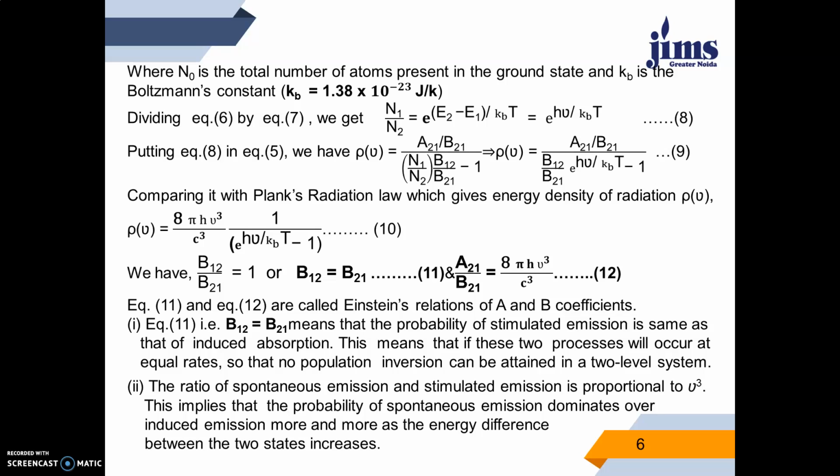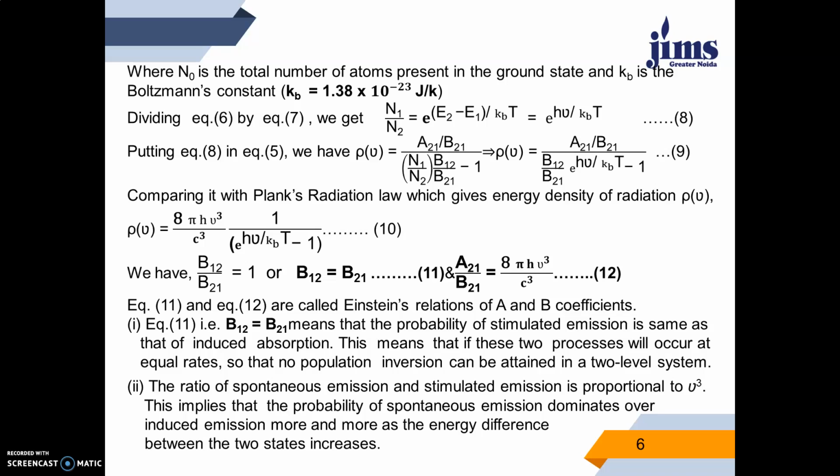Putting the value from equation 8 in equation number 5, we have the energy density of radiation, rho nu, equal to A21 over B21 divided by N1 over N2 times B12 over B21 minus 1, just replacing N1 over N2 by equation number 8. So rho nu is A21 over B21 divided by B12 over B21 times e to the power h nu over kBT minus 1. This is equation number 9.